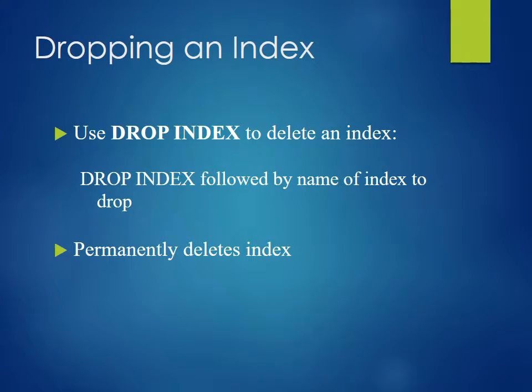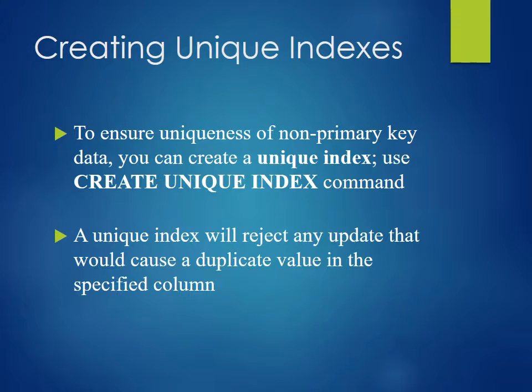To drop an index, you simply use drop index, which permanently deletes that index. You cannot delete an index on a primary key, just to know. There are also unique indexes that you can create, and these can be set on non-primary keys as well. This sets the uniqueness of that column. It will actually reject any update that would cause a duplicate value in the specified column. So it acts like a primary key, but it's not really a primary key.